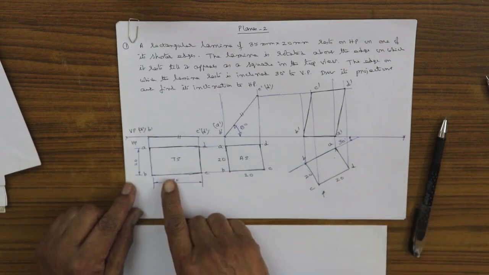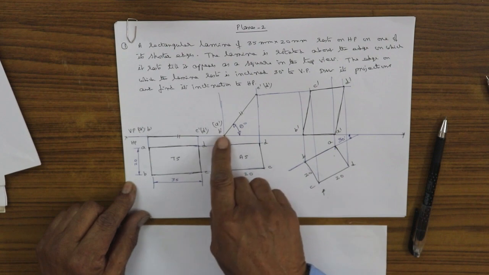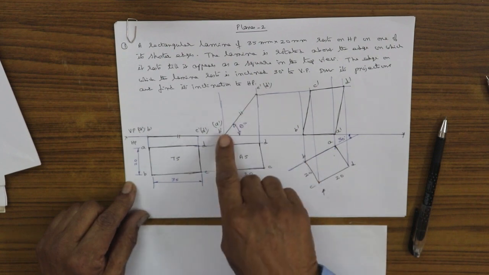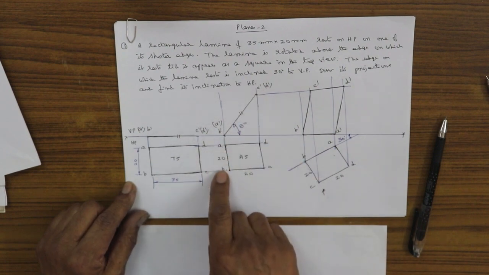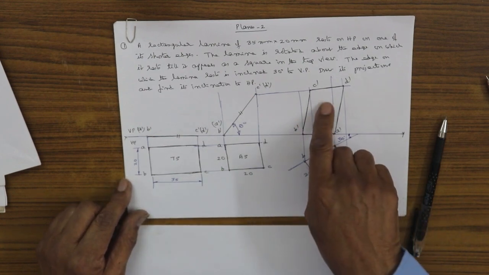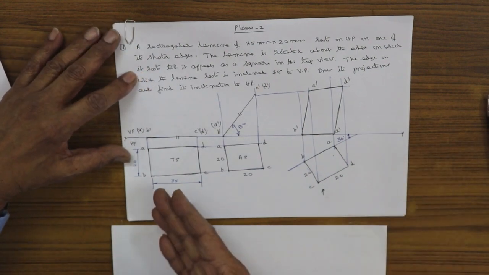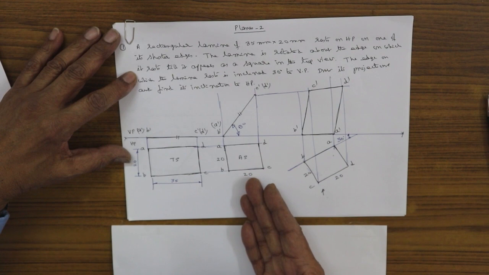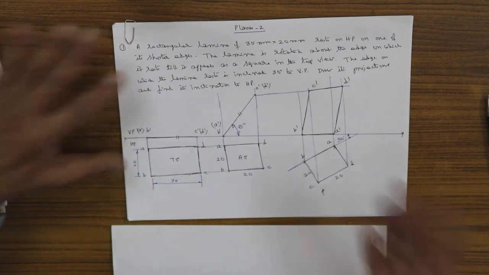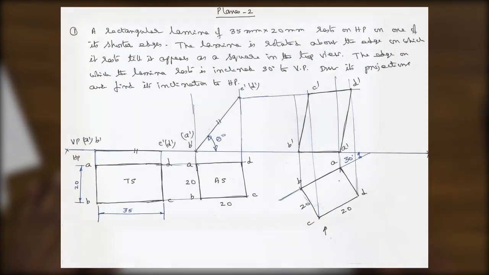A rectangular lamina appears like a square in the top view, standing on the shorter side 20 mm. We have found the angle of inclination. If you incline like this, it will appear like this. The standing side 20 mm is inclined to VP at 30 degrees. Got the final projection. So this is the final answer for the present problem, where the rectangular lamina appears like a square. The standing side is inclined to VP by 30 degrees. That's the final answer.